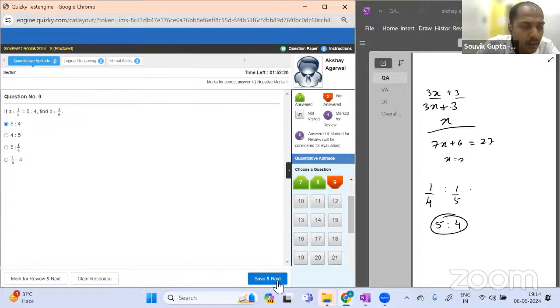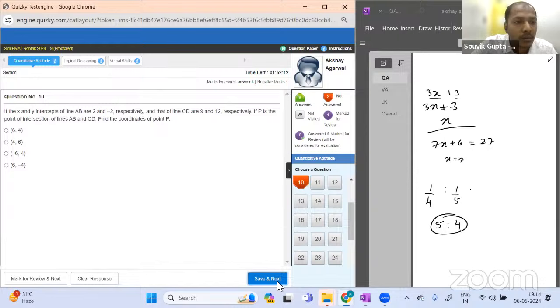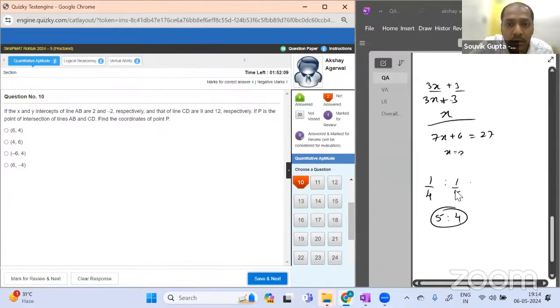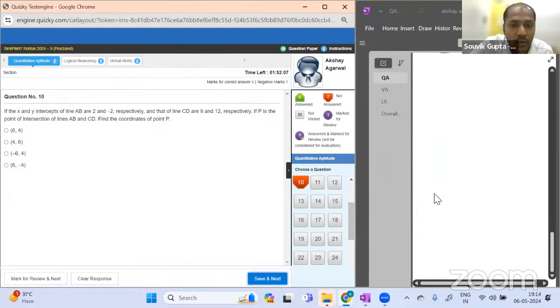Again verify. B is 1 by 4. Yeah, B is 1 by 4. A is 5, so 1 by A is 1 by 5. 1 by 4, 1 by 5. Yes. Moving on. X and Y intercepts of the line. So I am on track.